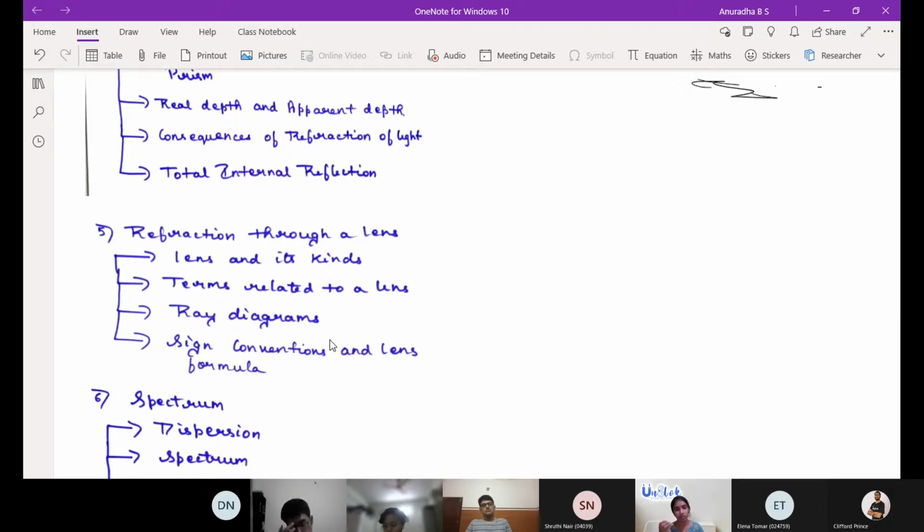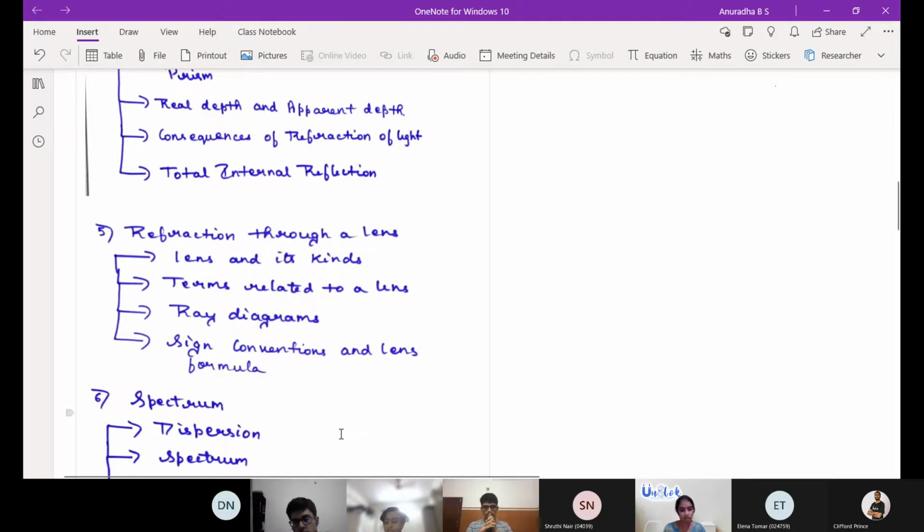So what is the incident ray? What is the reflected ray? What are the angle of incidence, the angle of reflection, and the normal? What is the point of incidence? It is where the incident ray strikes the mirror, the reflecting surface. That is called the point of incidence. All those are basic things which you are supposed to know.